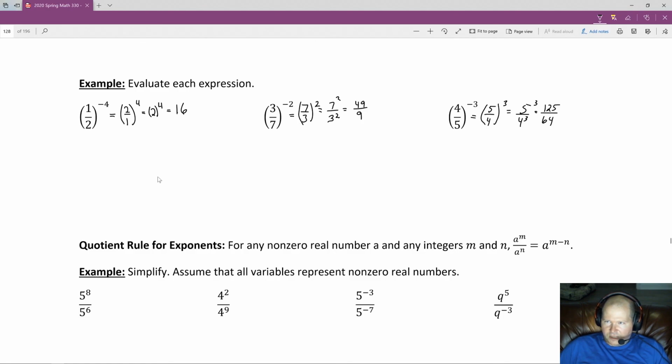125 over 64. And again, just like the previous examples, if we look here, nothing's going to cancel out. We have 5 to the 3rd power, 5s in the numerator, and we have 4 to the 3rd power, 4s in the denominator, so nothing's the same. And also, even after we simplify or get rid of the exponents, there's no greatest common factor between 125 and 64 except for 1, so this fraction is simplified. Okay.